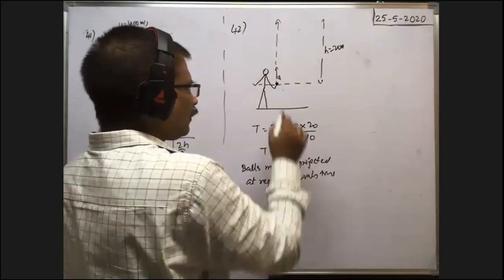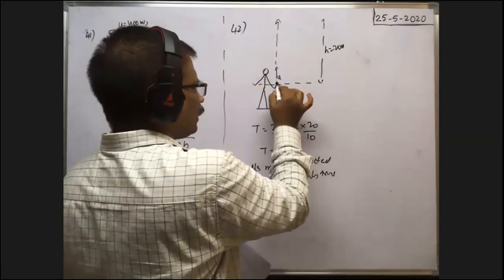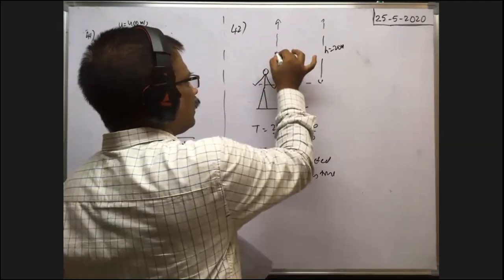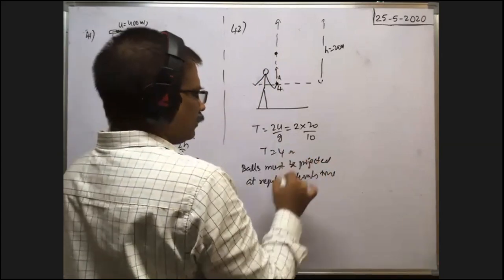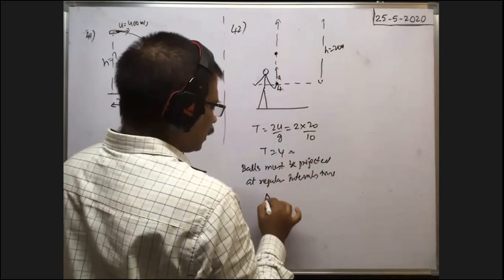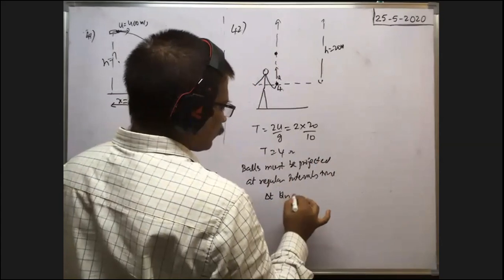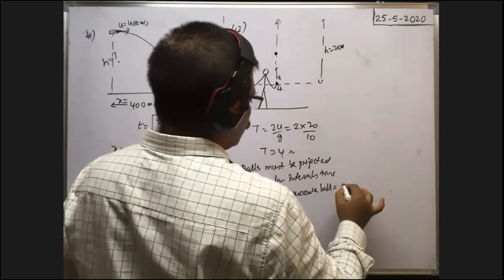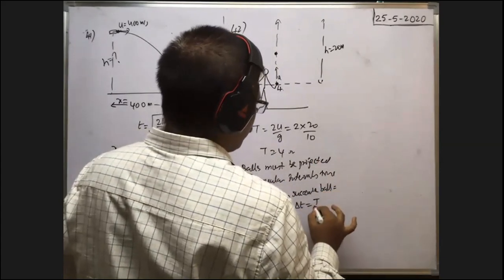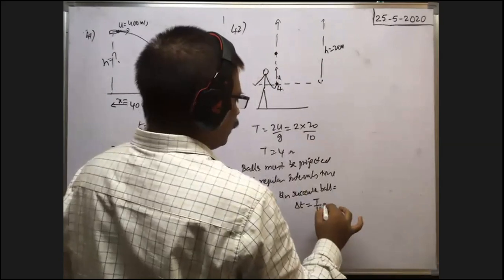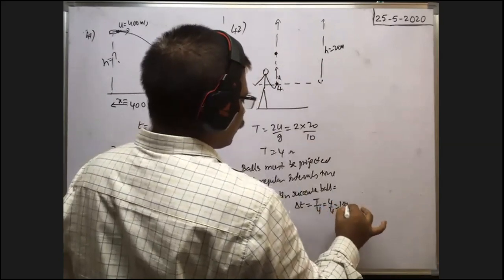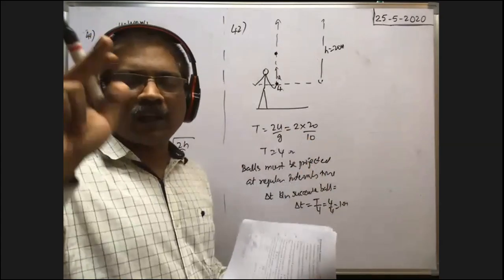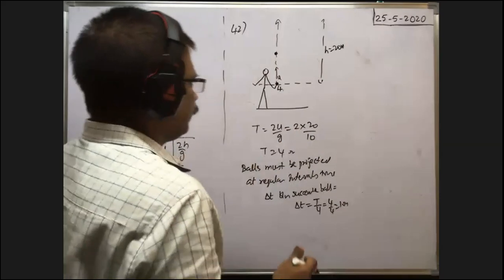Suppose at a certain instant when the fourth ball is in his hand, then the third ball is here. What is the time interval between successive balls, or adjacent balls? Successive balls interval delta t is equal to t by 4, as 4 balls are thrown, so 4 by 4, that is equal to 1 second. That means if he throws the balls every 1 second like this, then always only one ball is within his hand.